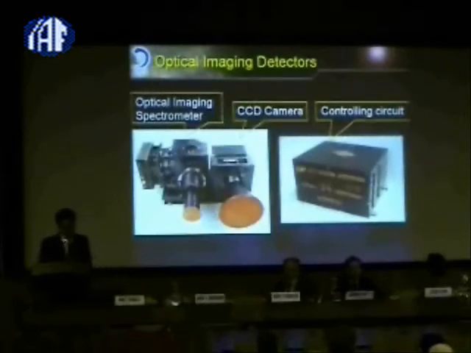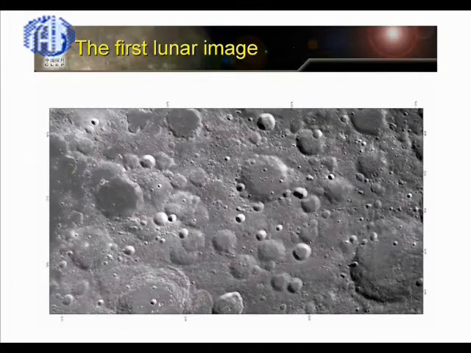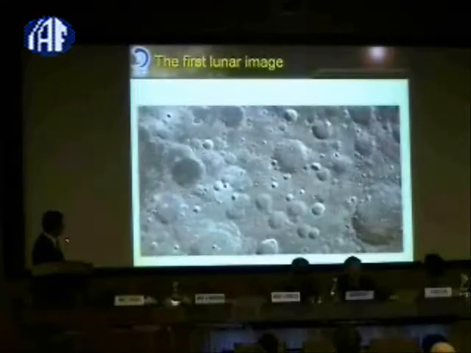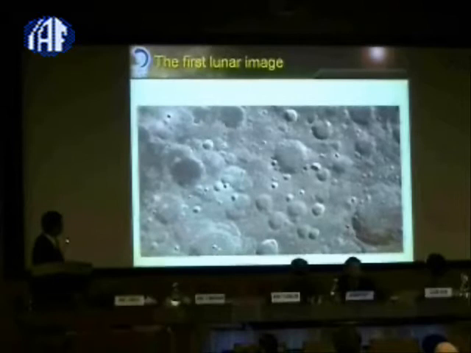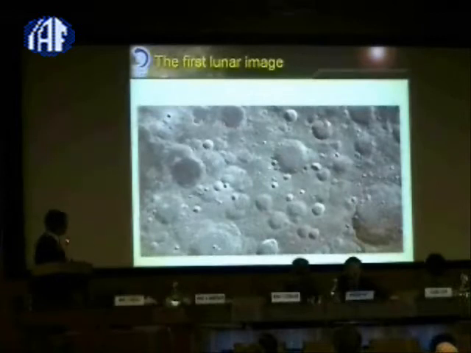Now I will introduce the scientific instruments in this mission. I think most of the people here will have seen this picture. This is the first picture of the lunar surface of the moon from China's Chang'e 1 mission. I think 9 types of data were put together to make this whole picture here.